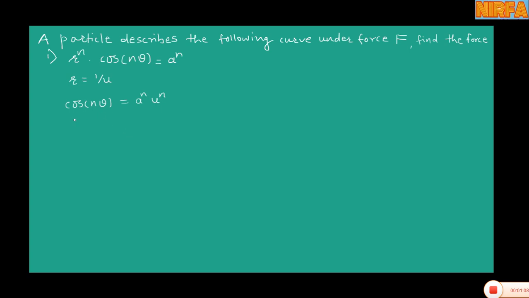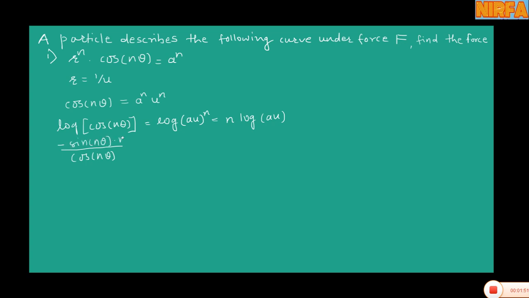So we will use logarithmic differentiation. Take log on both sides. Log of cos of n theta is equal to log of a u raised to n. Using logarithmic simplification, this can be written as n log of au. Now differentiate this expression with respect to theta. So we'll get the derivative of log, which is 1 upon cos of n theta, then the derivative of cos is minus sine n theta.